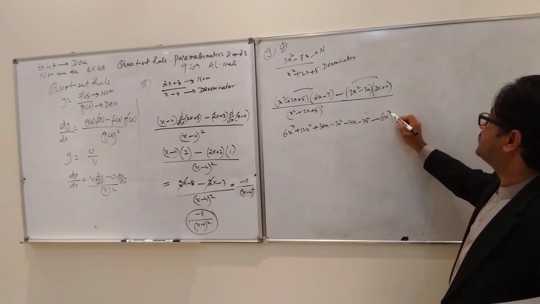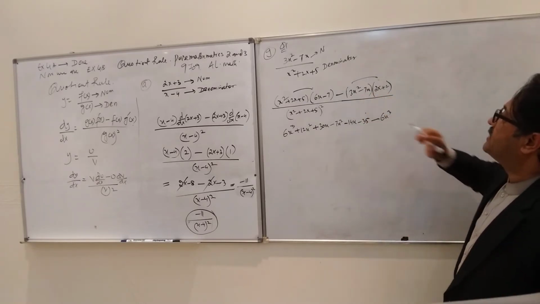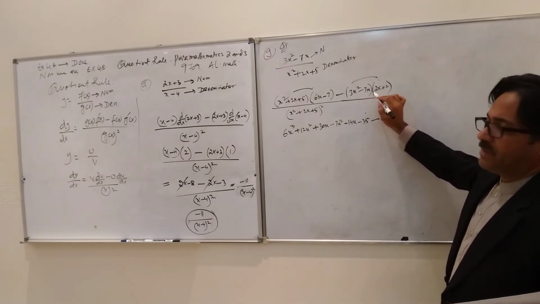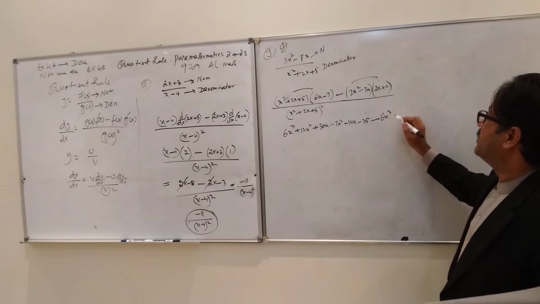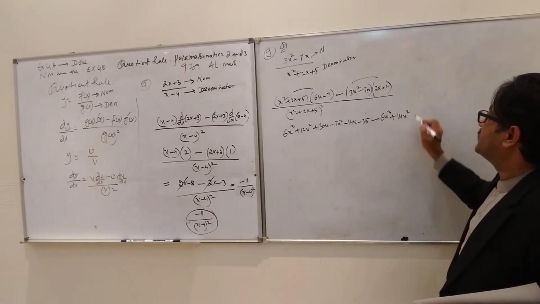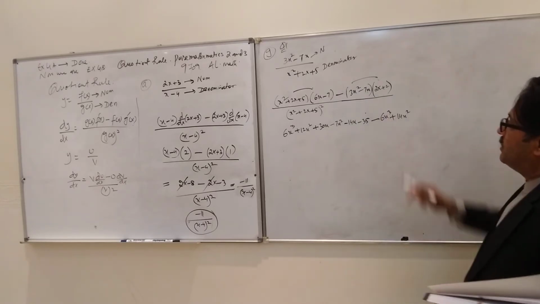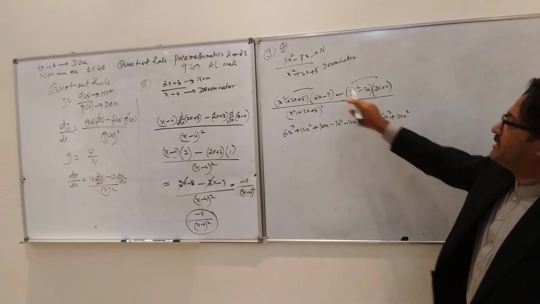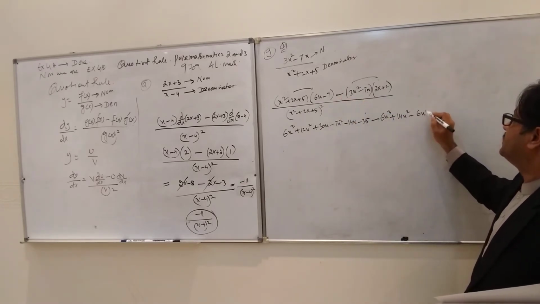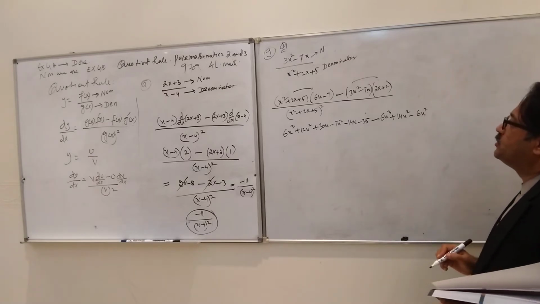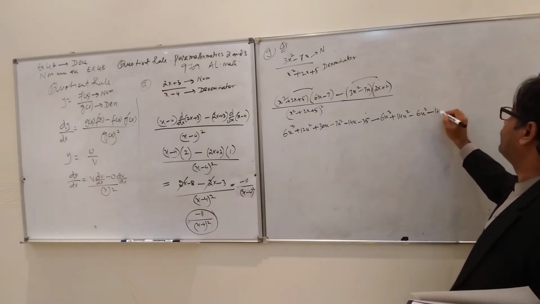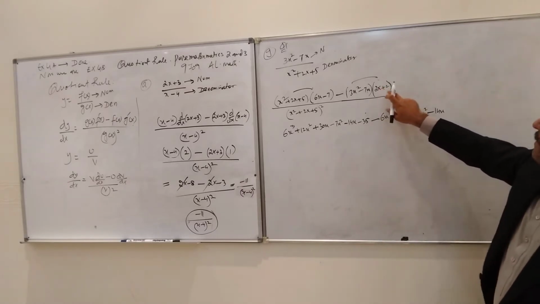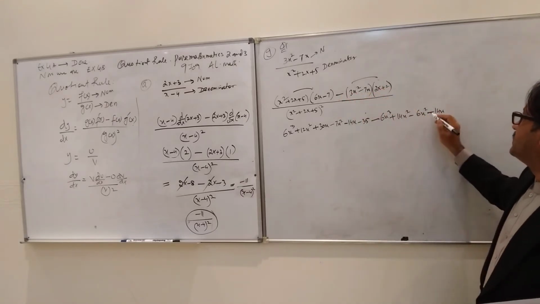And then minus 2x into 3x squared is minus 6x cubed. Minus 7x into 2x is minus 14x squared, but the minus sign is there, so plus 14x squared. Then 2 into 3x squared is 6x squared, but there's a minus sign, so minus 6x squared. 2 into minus 7x is minus 14x, but with the minus sign it becomes plus.